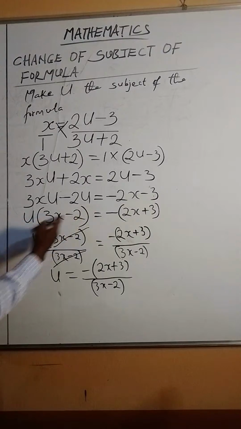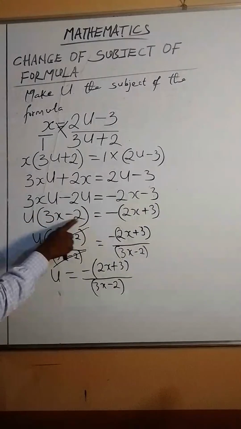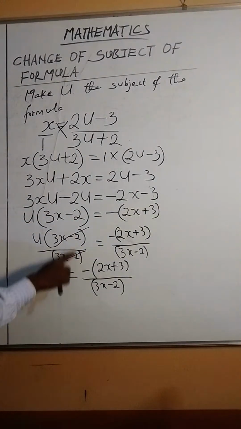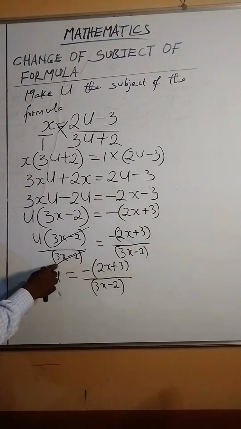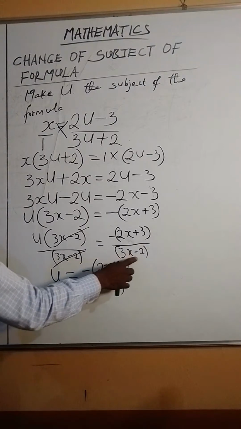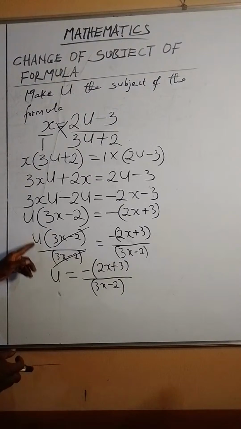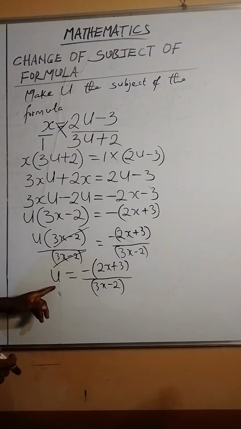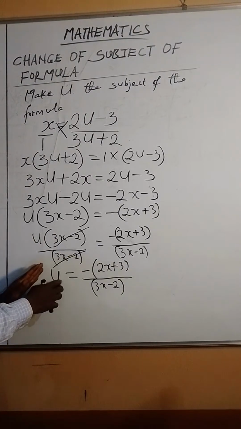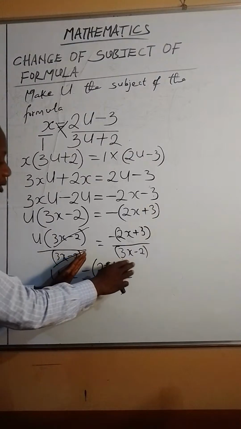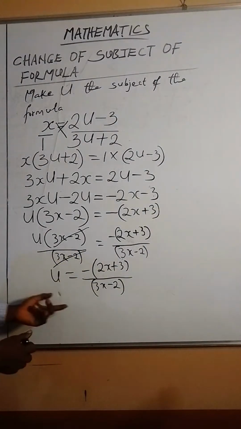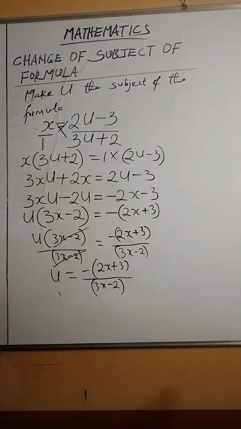Then the next phase is to divide by 3x minus 2. So that is what we did here. We divided each side by 3x minus 2. So what have we done? We have cancelled. We are now left with only u at the left-hand side, which means u is now the subject of the formula, and every other term is here. So this is how you can make a letter the subject of formula.